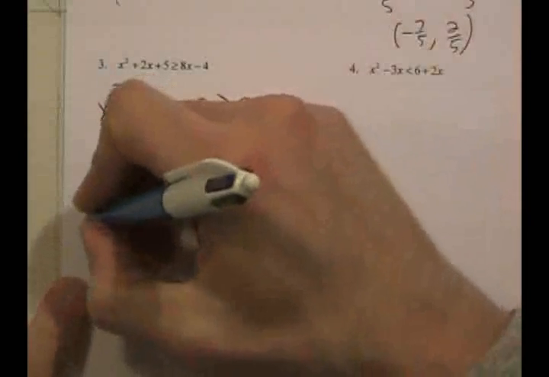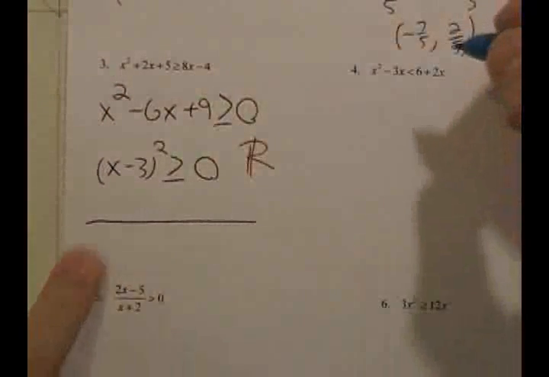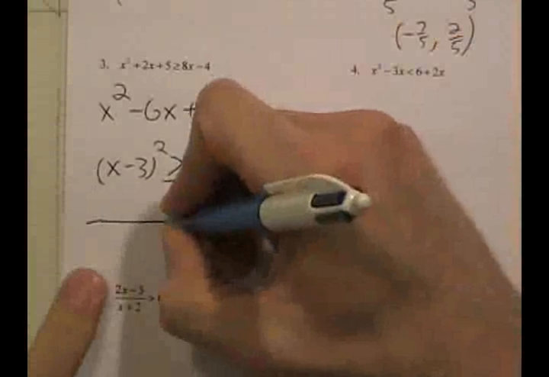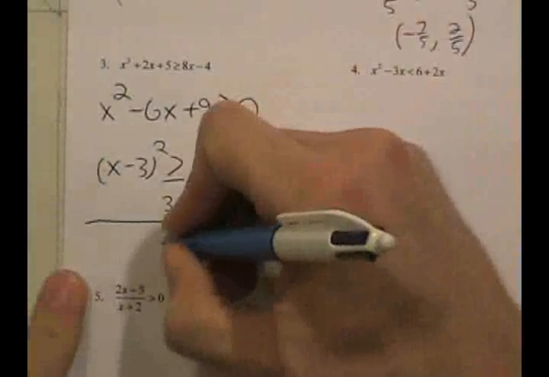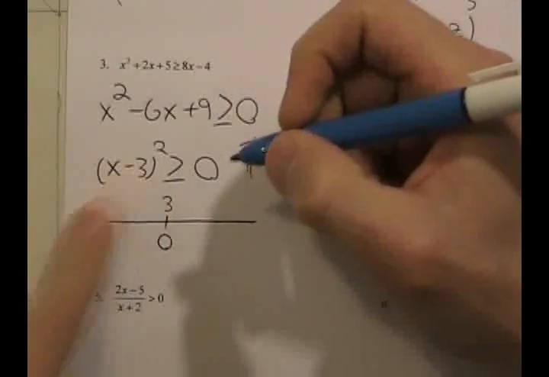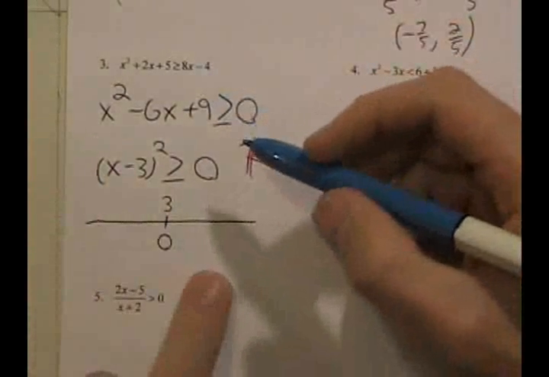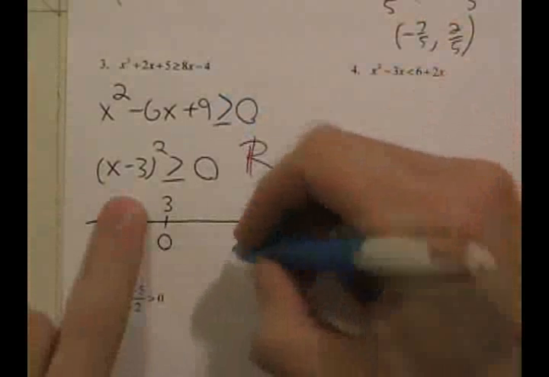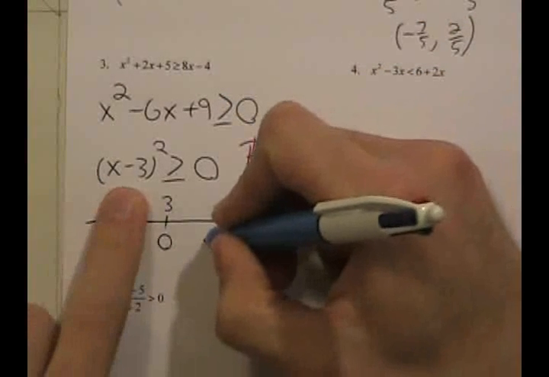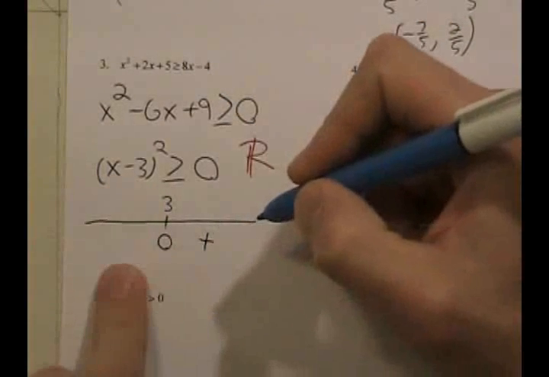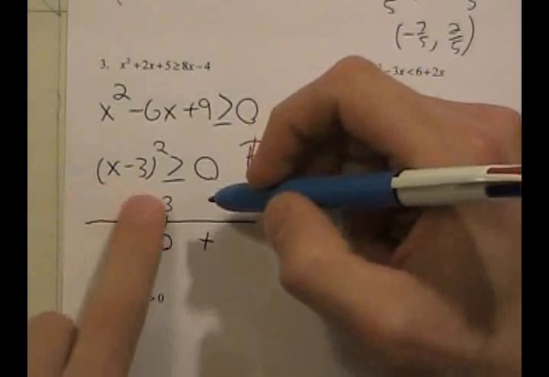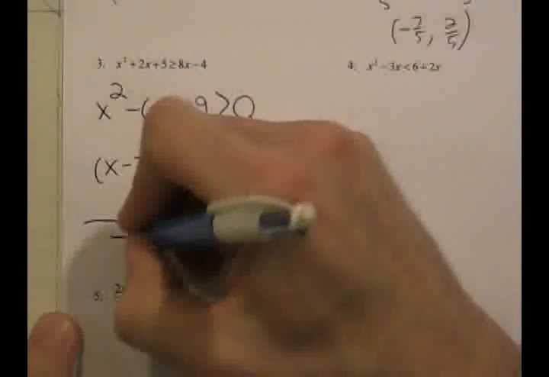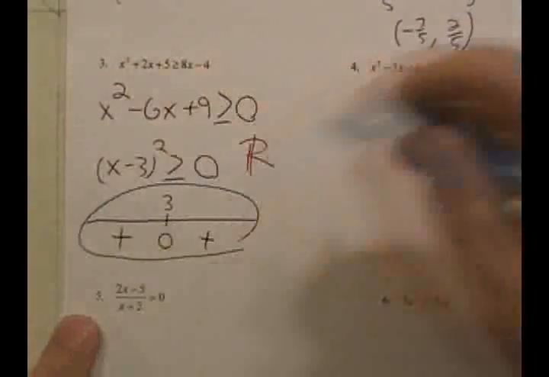Or we could treat it like we usually do by drawing out our number line. We mark down where it's 0, and we see at 3 the value is 0. And if you plug in a number greater than 3, the result is going to be positive because the argument's positive and you square it. And if you plug in a number less than 3, the same thing applies. The argument will be negative, but you're going to square it in the end anyway, making it positive. So again, the solution set is all real numbers.